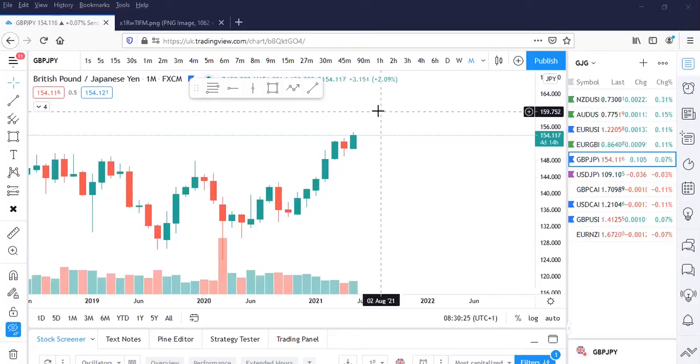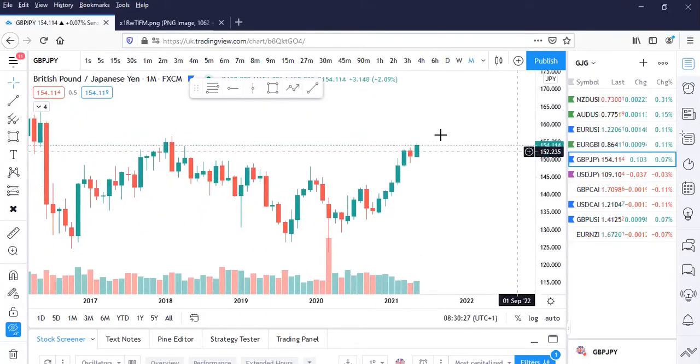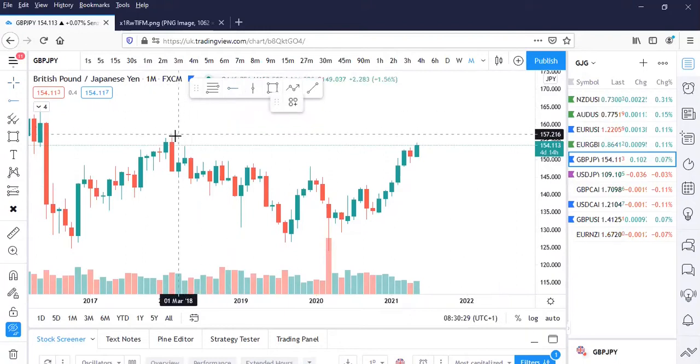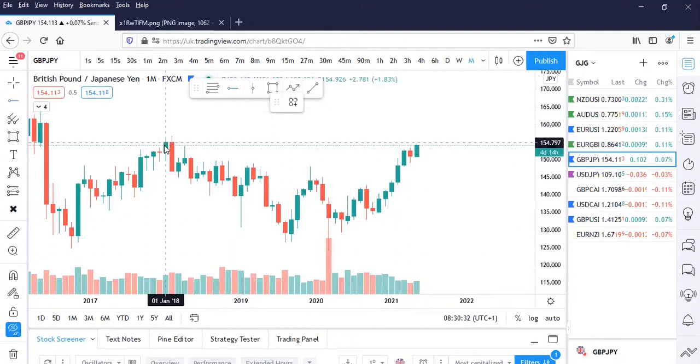So for GJ, we can see the point where this candle was probably as full as possible. So let's go back to that point and see how we could take our trade.